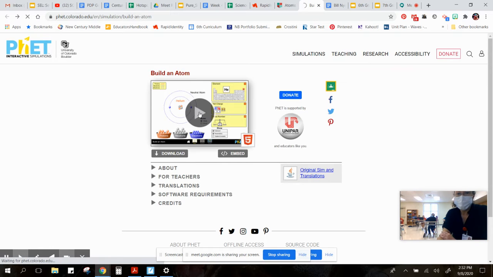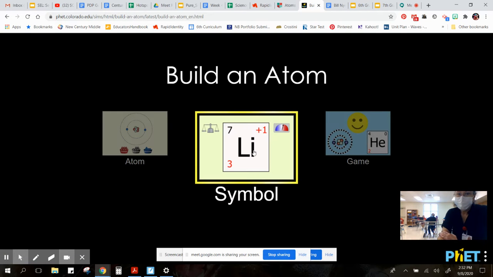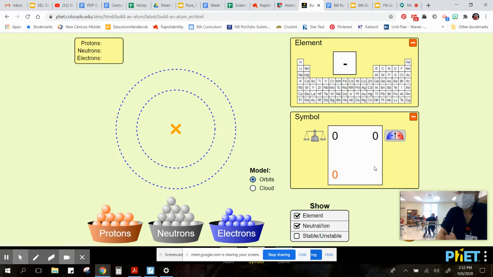Once you're done playing around with this one, click the back button. Click play for build an atom again. And you're going to do the symbol. The symbol is a little bit different. It builds the box from the periodic table, so you can see what's in here. This number right here is the atomic mass. That's the charge, and this should be the atomic number.